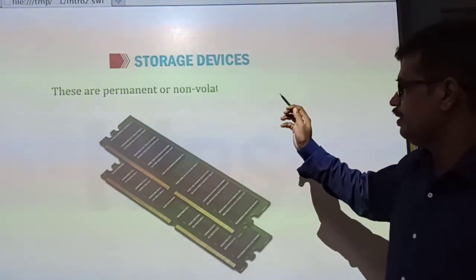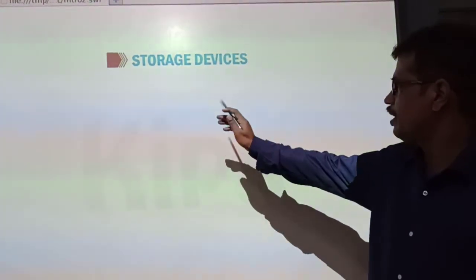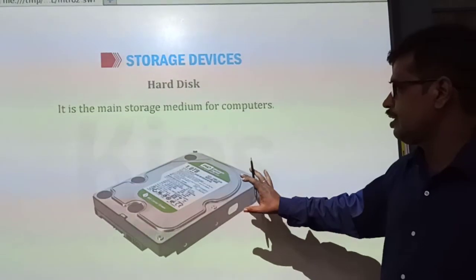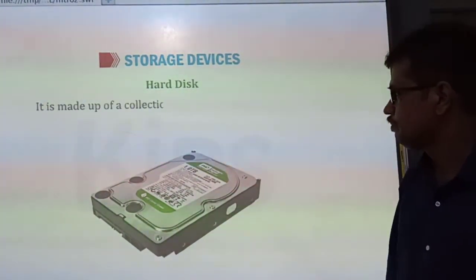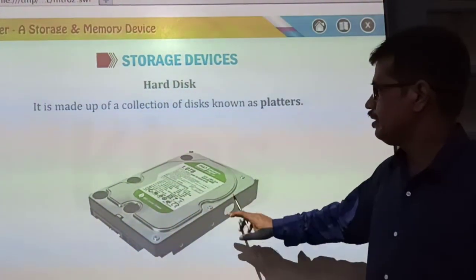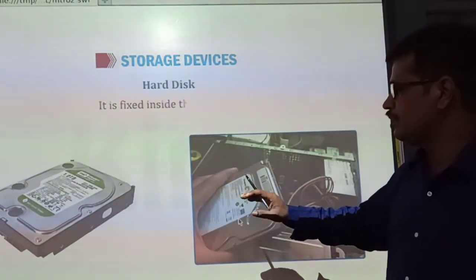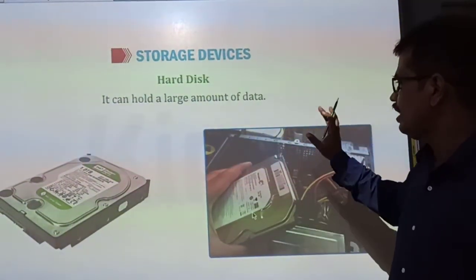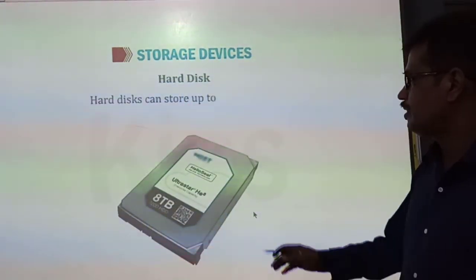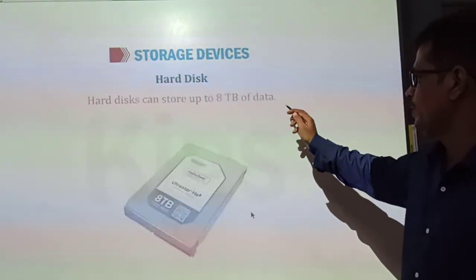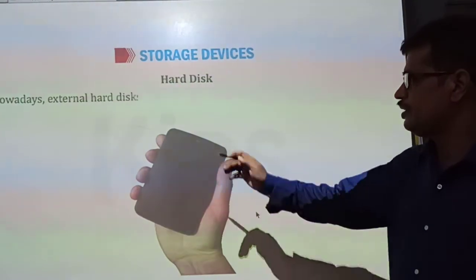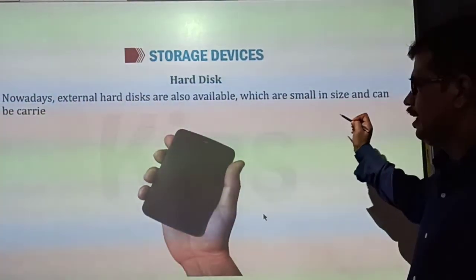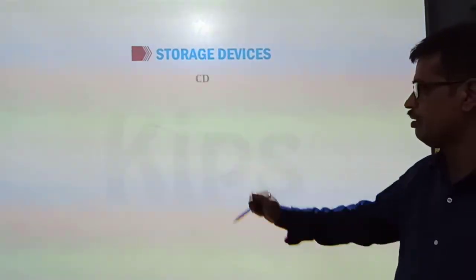Now other storage devices. Secondary storage devices are the permanent. Hard disk. You know hard disk. Hard disk is fixed inside the CPU box. It can store the maximum amount of data. It can hold a large amount of data. Hard disk can store up to 8 TB of data, right? Nowadays, external hard disks are also available, which are small in size and can be carried anywhere, right?